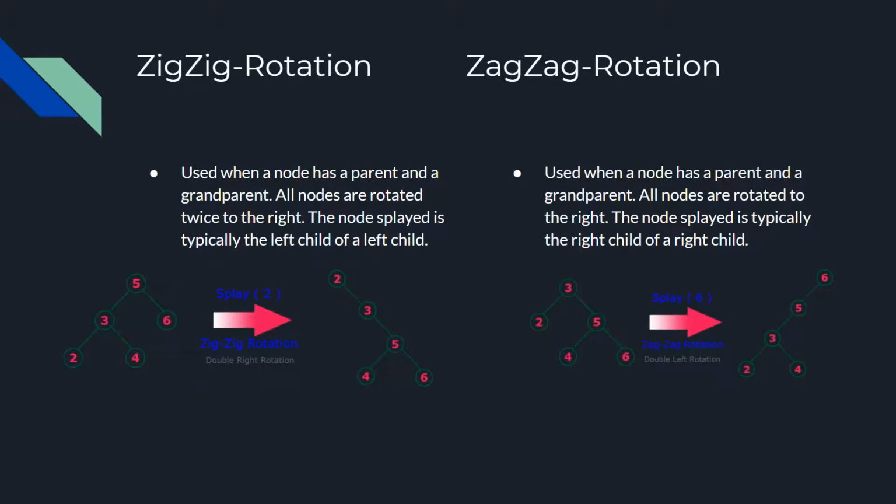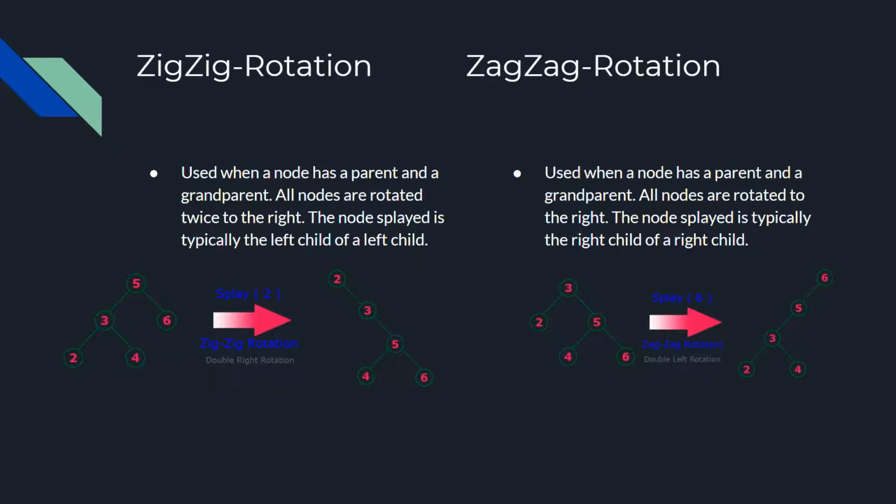The zig-zig and zag-zag rotations are used when a node has a parent and a grandparent. The zig-zig rotation rotates all nodes twice to the right, and the splayed node is typically the left child of a left child. The zag-zag rotation rotates all nodes twice to the left. The node splayed here is the right child of a right child.